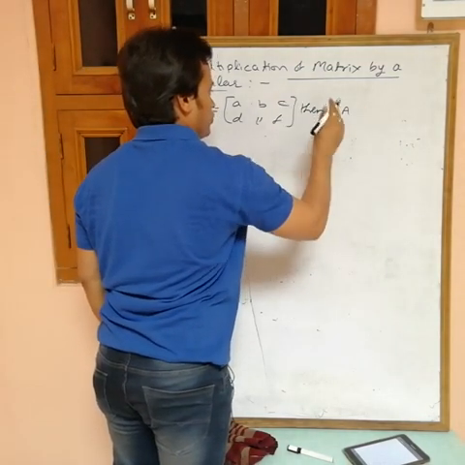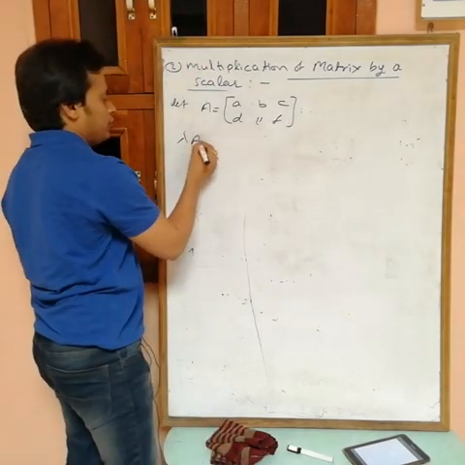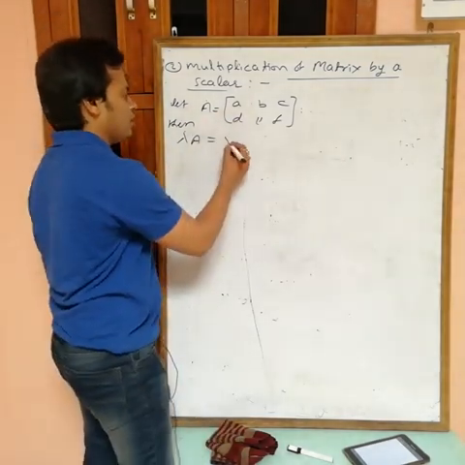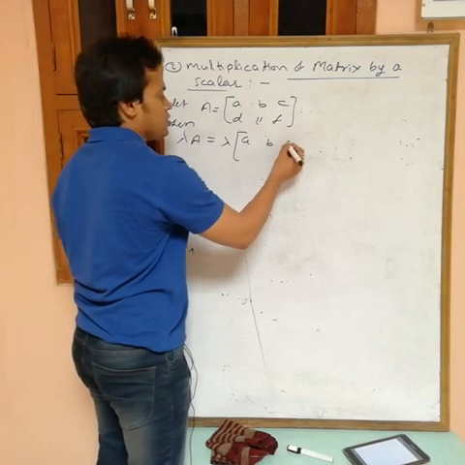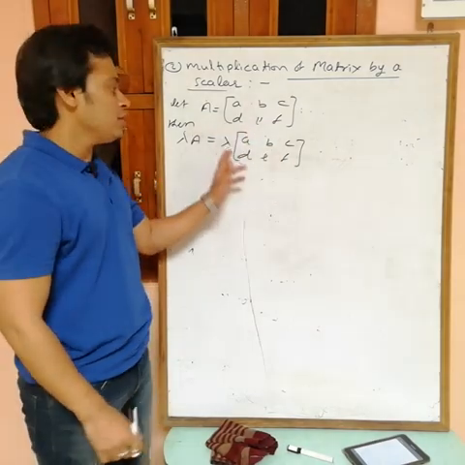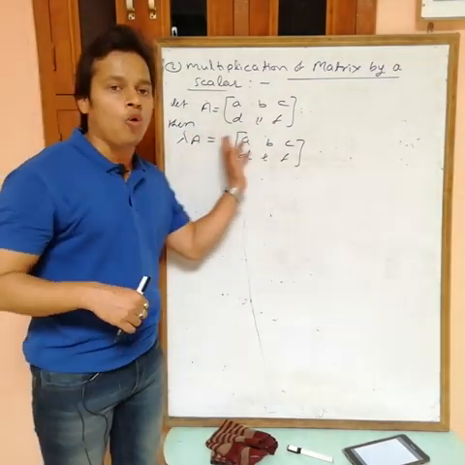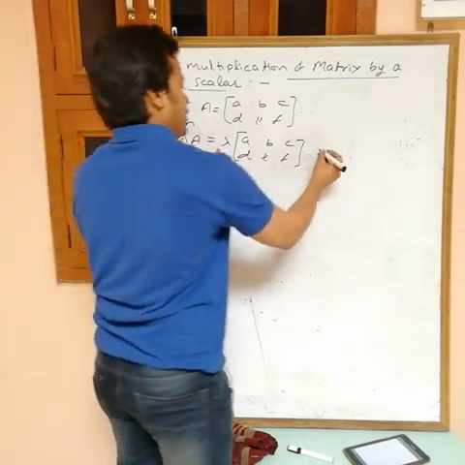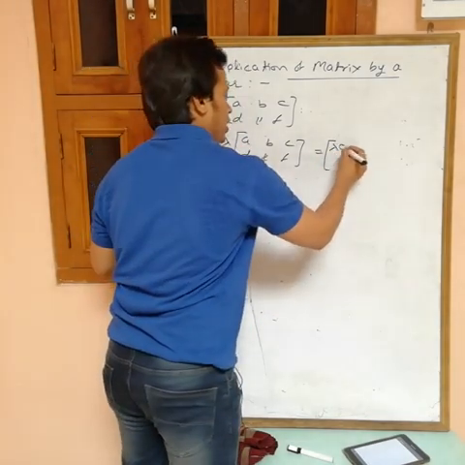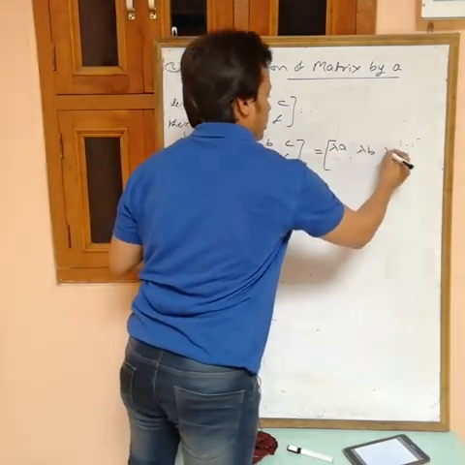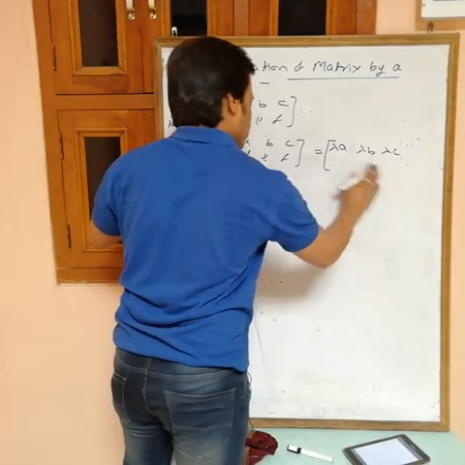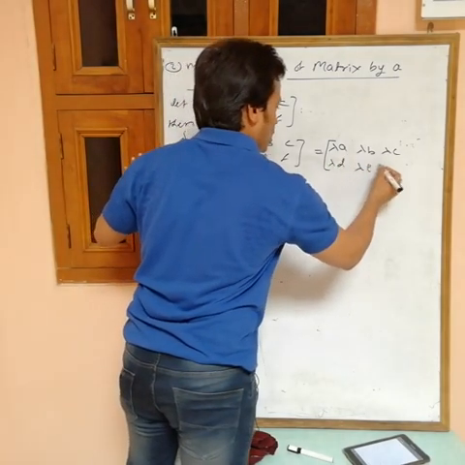lambda into A. What do you want? You want lambda into A. It means just multiply lambda with A, where A is A, B, C, D, E, F. If you want to multiply any constant with a matrix, then just one thing, multiply the lambda with all the elements. So lambda A, lambda B, lambda C, it means all elements are multiplied with that constant value. So lambda D, lambda E and lambda F.